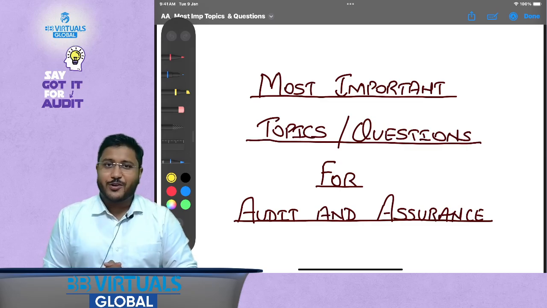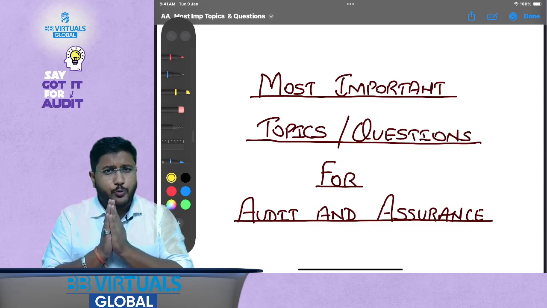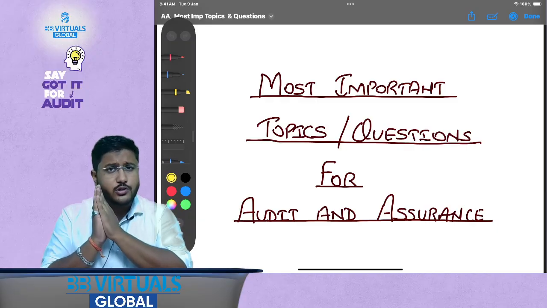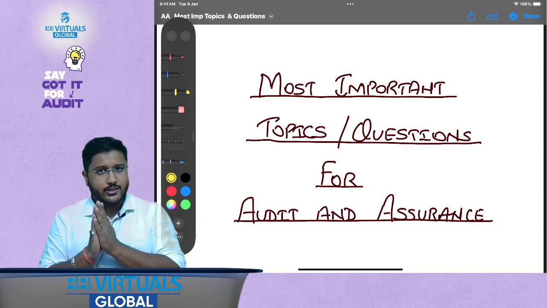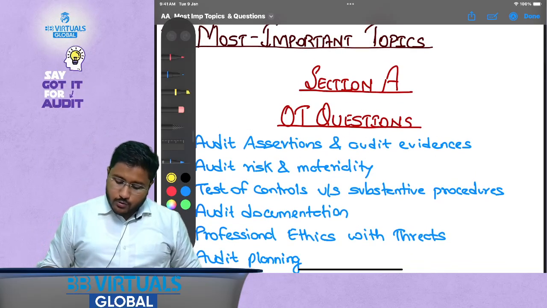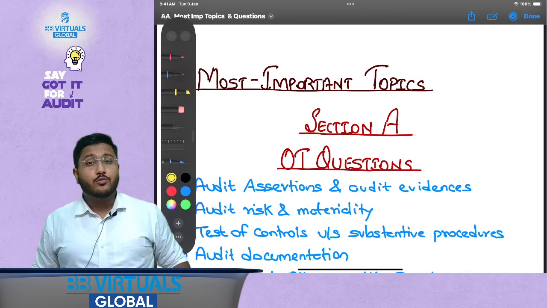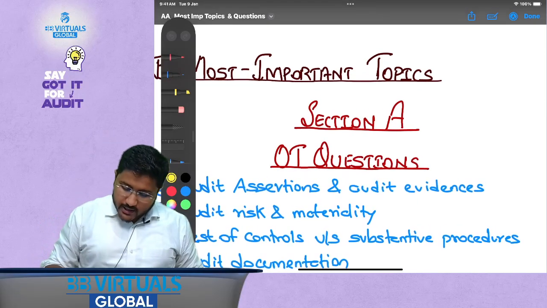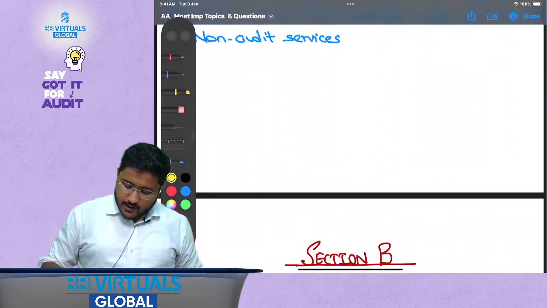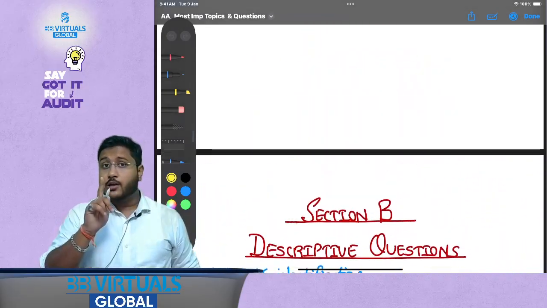Plus, as a bonus, I am going to discuss some of the most important questions as well as some of the most important topics for section A as well as section B. So let us quickly see what all things we are going to cover today. First are the most important topics for section A, that is objective type questions, as well as section B, that is descriptive type questions. These are not the question names but the topics.